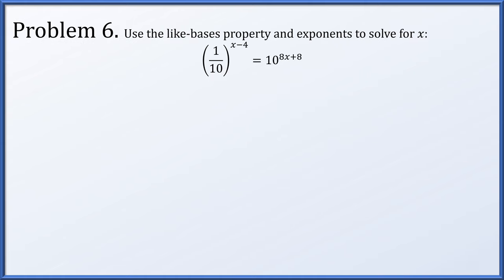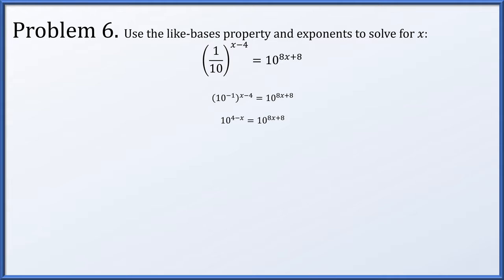Problem 6. Use the like bases property in exponents to solve for x. 1 over 10 to the power x minus 4 is equal to 10 to the power 8x plus 8. So 1 over 10 is not exactly the same as 10, which is the base on the right, but it is 10 to the minus 1. So now we have 10 to the minus 1 all raised to the x minus 4 on the left.